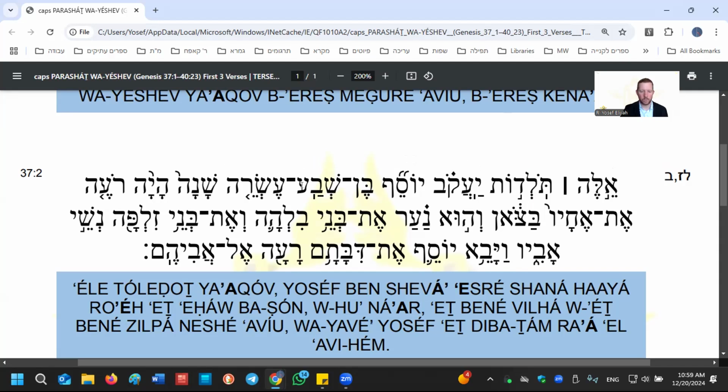Here we have two ayns in a row, so you should really hear the ayn here. Shava' asre. It's almost like having a dagesh, an emphasis dot, in the middle of the ayn. Shava' asre. Shana.